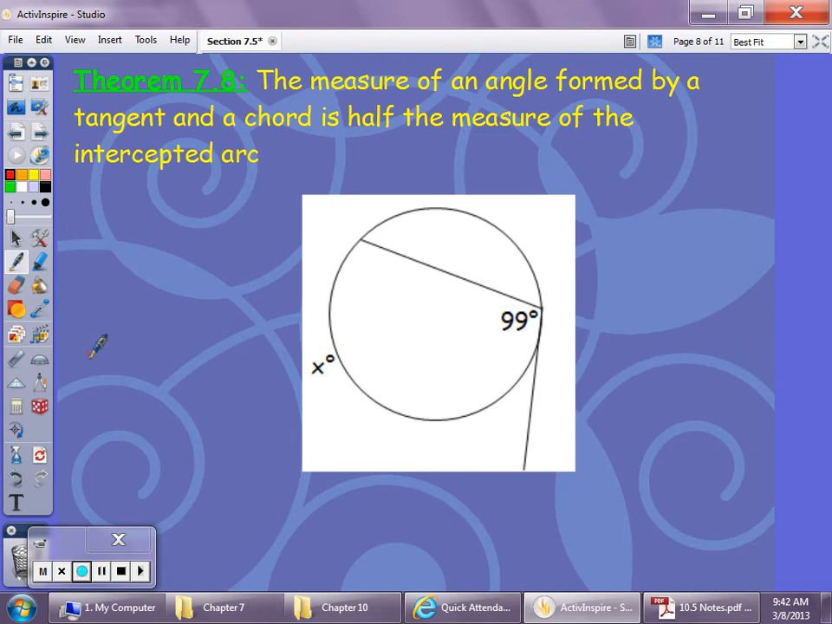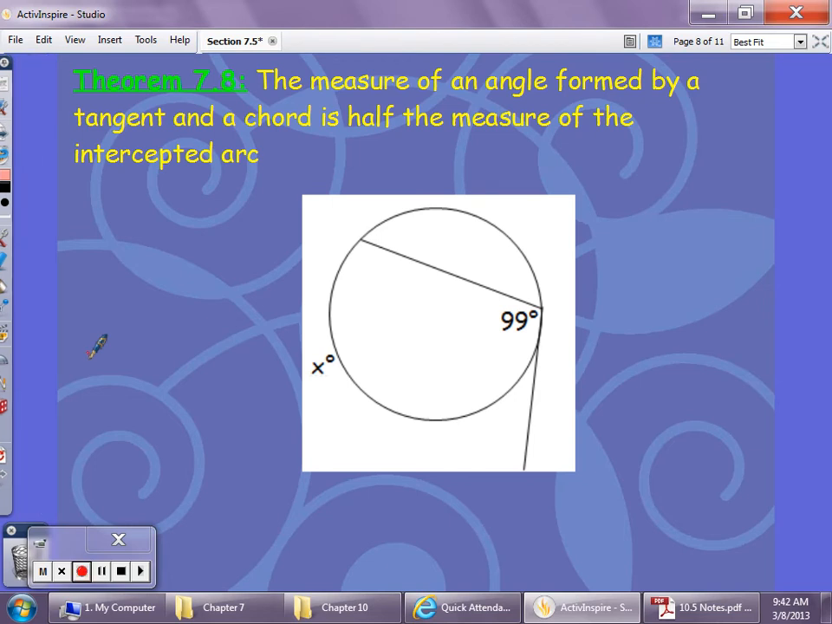The last theorem we're going to talk about today is Theorem 7.8, which relates to the first four angles that we talked about. We talked about how angle 1 and angle 2 are inscribed angles, but we also talked about why angle 3 and angle 4 were not inscribed angles. But this angle is going to look a lot like angle 4. This angle was created by a vertex on the circle with one side as a chord, and the other side is a tangent. So Theorem 7.8 states that the measure of an angle formed by a tangent and a chord is half the measure of the intercepted arc.